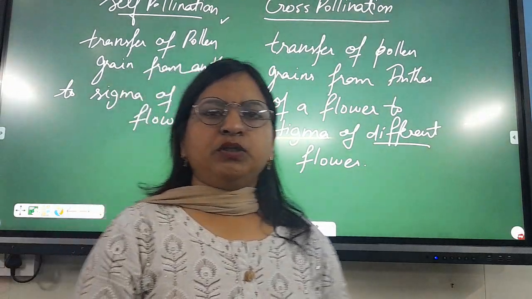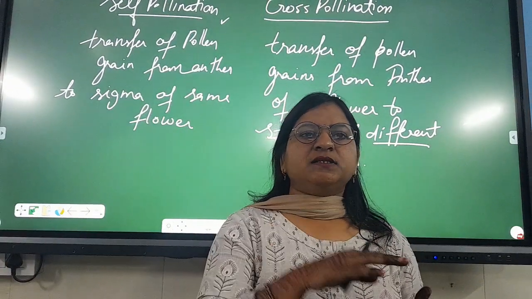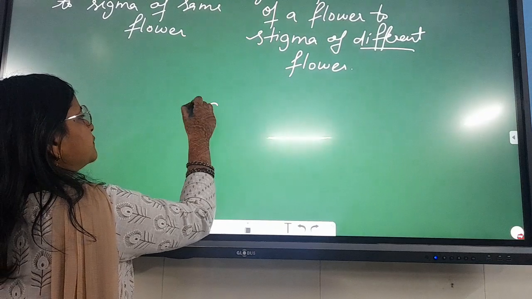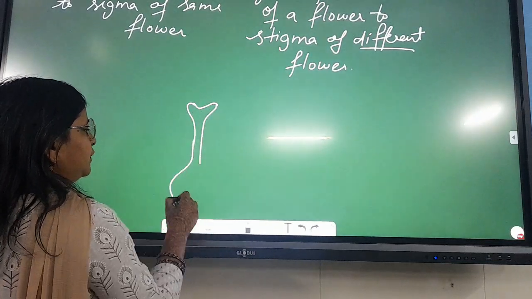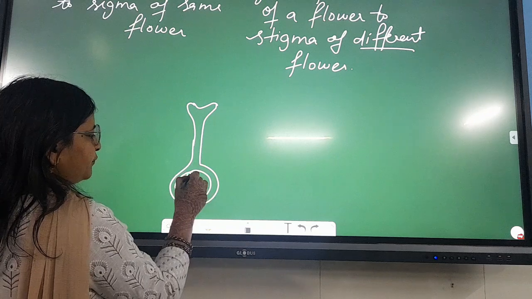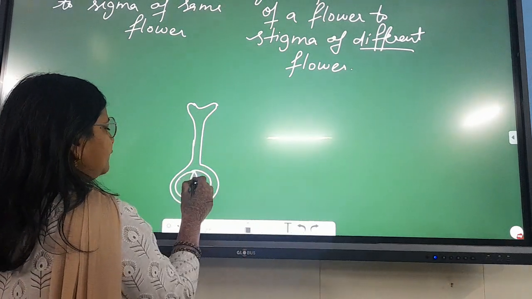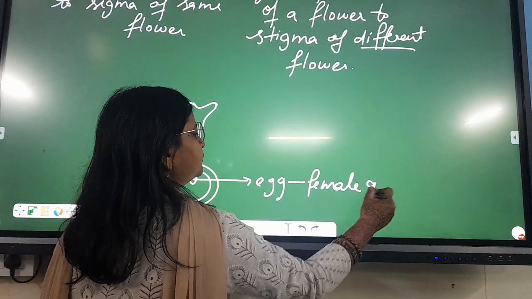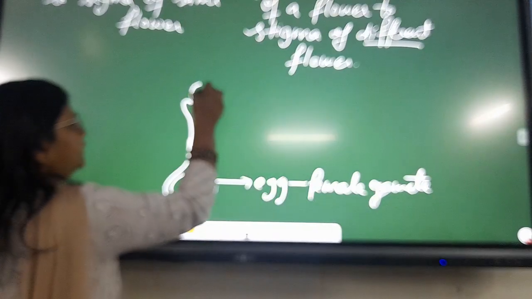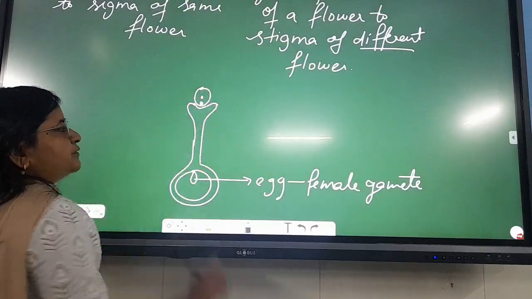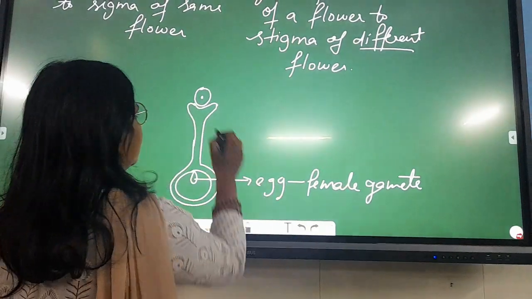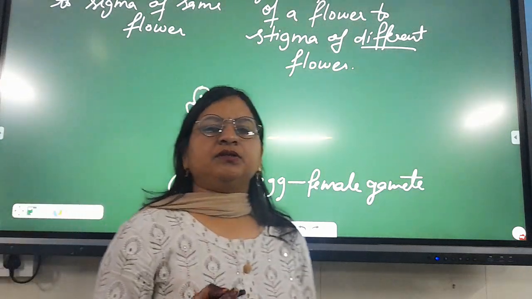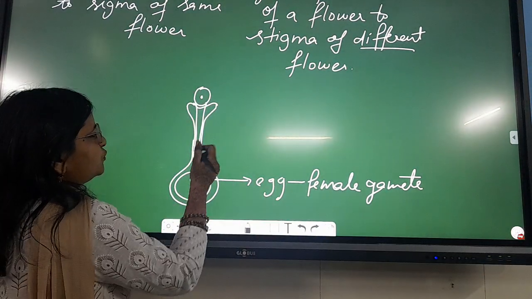So what happens after pollination? Once the pollen grain is shed on the stigma of a flower, here I am drawing the carpel portion. Here this is the ovary, having the female gamete called the egg. And here is the pollen grain having the male gametes. The pollen grain makes a tube, through which the gametes get transferred from the stigma to the ovary.